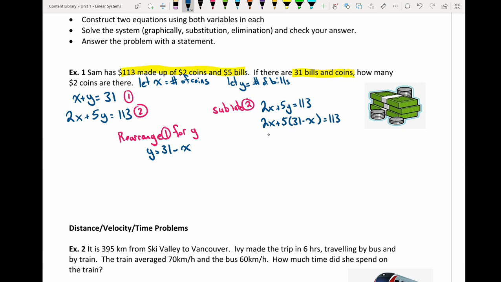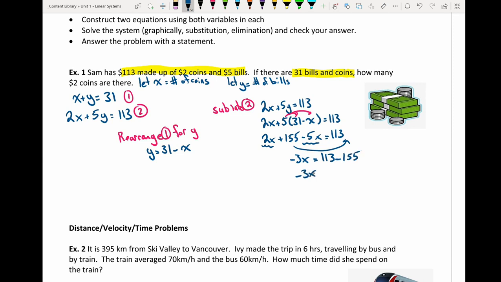Now I'm going to go through and solve. So 2x plus 155, because remember, this 5 gets distributed into both parts, minus 5x equals 113. I'm going to group my like terms together and move the plus 155 over, so kind of doing a couple steps in one. So I get negative 3x equals 113 minus 155.